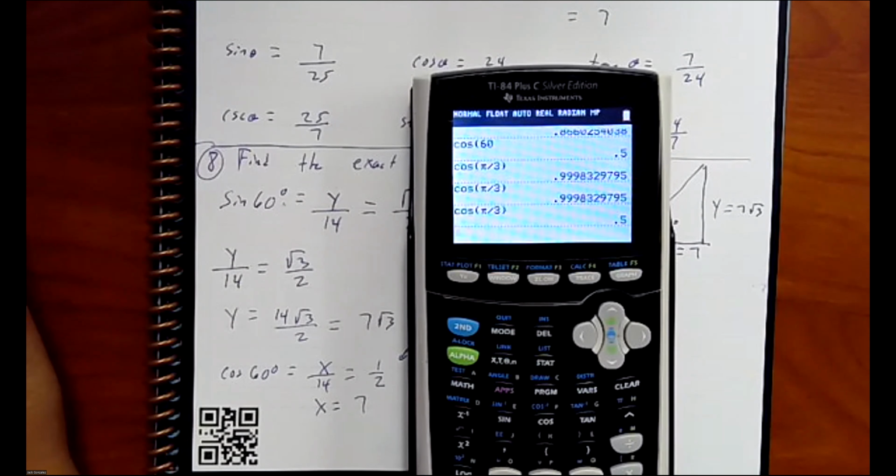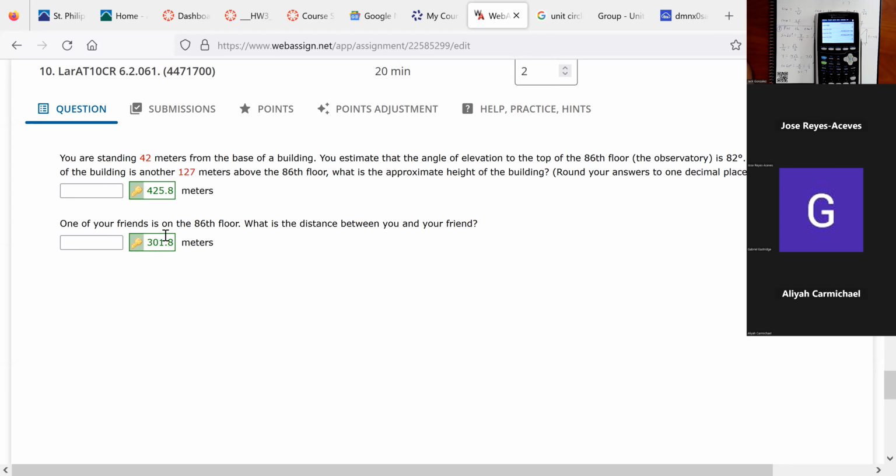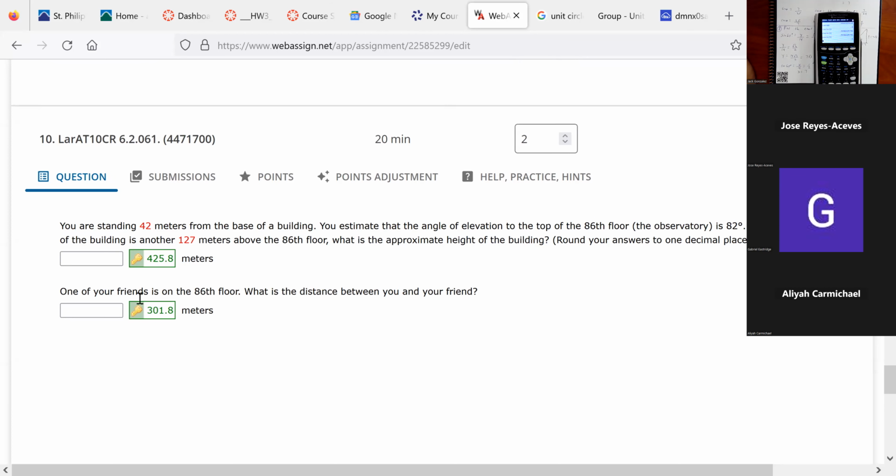All right, let's attempt to do this word problem. I have the solution here. Well, the answers. But the answer doesn't mean anything. We want to know how do we get there, right?